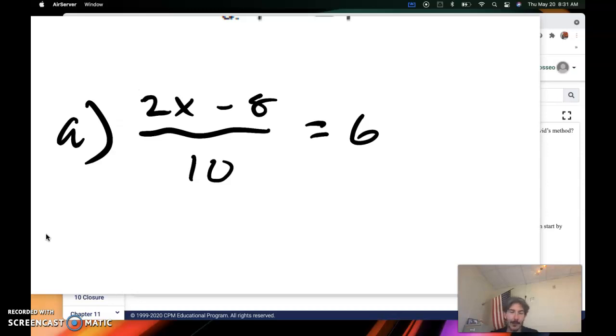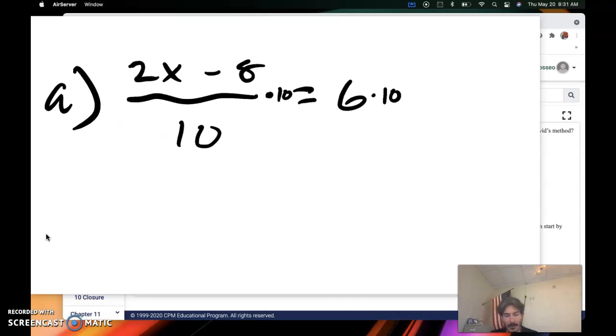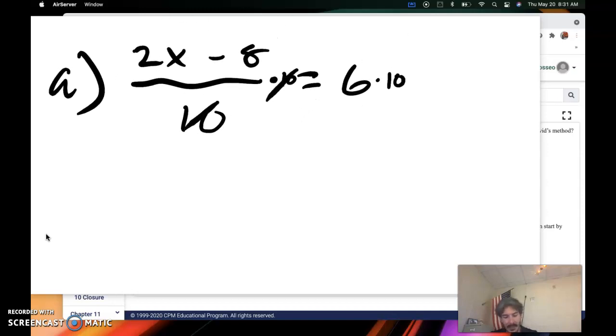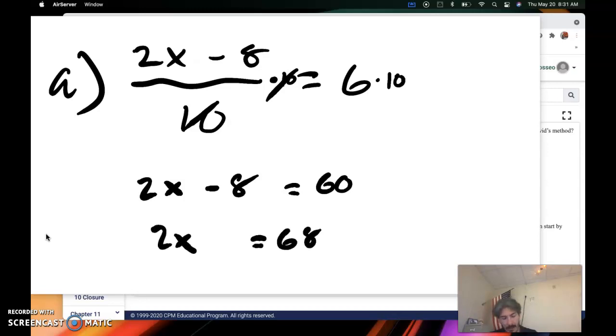I'm going to make an effort here to rewrite this or undo it, depending on your perspective. And my thought is I want to multiply this by 10, and of course I do it to both sides. And now doing so makes these 10s cancel, and I've got 2x minus 8, and that's equal to 6 times 10, which is 60. Now look at how much easier that just became. And now we're into the undoing step. We're going to add 8 to both sides, so I've got 2x equals 68. And now I divide both sides by 2.